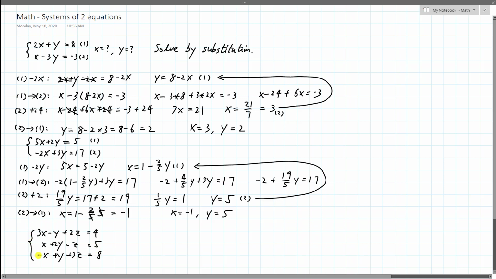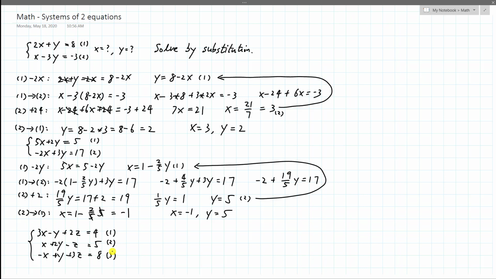Okay, so we're solving for x, y, and z. Equation 1, 2, 3. And as you see, I don't have a lot of space. I can certainly scroll down indefinitely, but that's not my goal. My goal is to tell you how to do this. You can do it on your own.